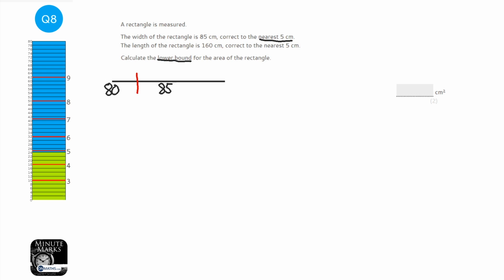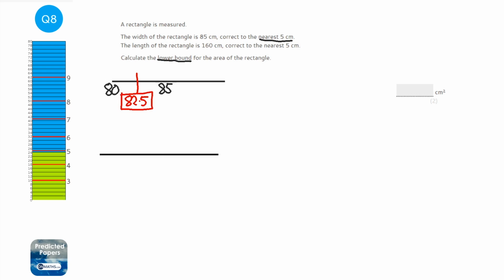Now, next thing is to work out what the cutoff point was. Why was it rounded to 85 and not 80? At what point did it need to be higher then? Well, the point at which it needs to be higher is halfway between the two, which is 82.5. So that's our lower bound for the 85.